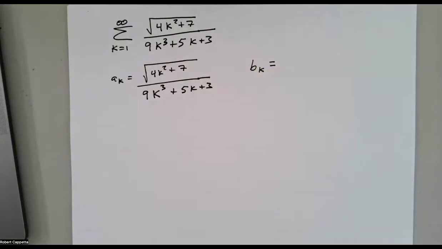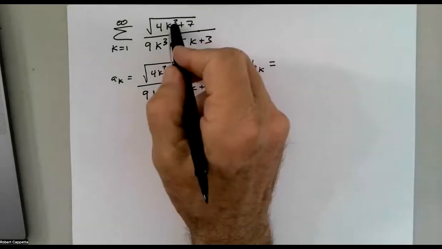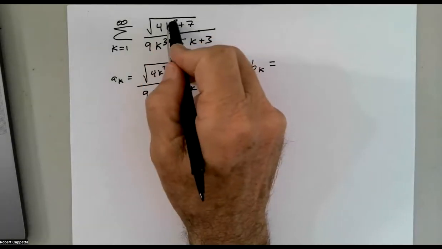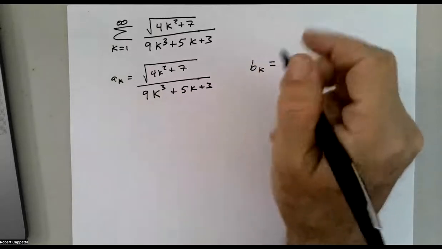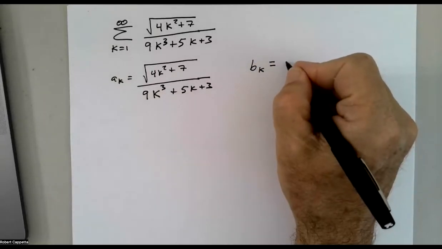What is b sub k? What are we going to compare it to? Preferably a sequence whose series is easy for us to determine whether or not it converges. So pick the best possible b sub k for us to compare it to. What will that be? What do we get here? Well, the top is essentially square root of k squared, right? Top is basically square root of k squared, which you could call absolute value of k.